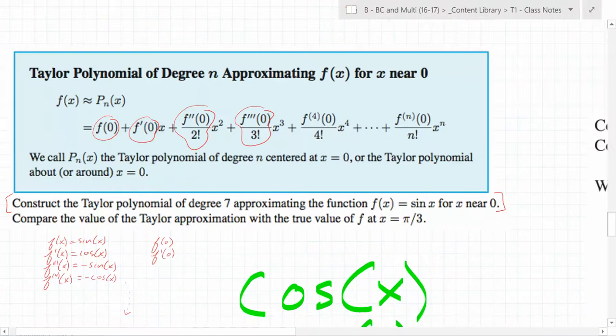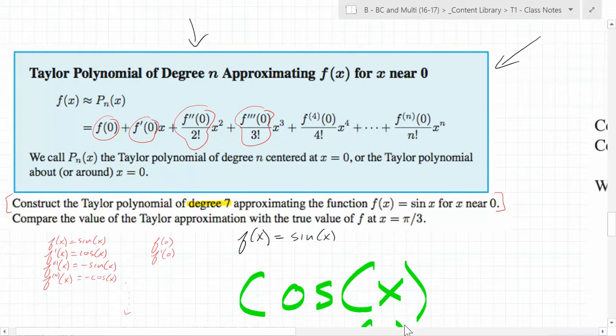Degree 7, we literally have to go to degree 7. So what you're going to do in this case, applying what's in this box, our f of x is which function? What is our function we're dealing with? Sine x. Our function is sine x. So how many derivatives are we going to need to take? 7 of them. First derivative, second derivative, third, fourth, fifth, sixth, seventh.